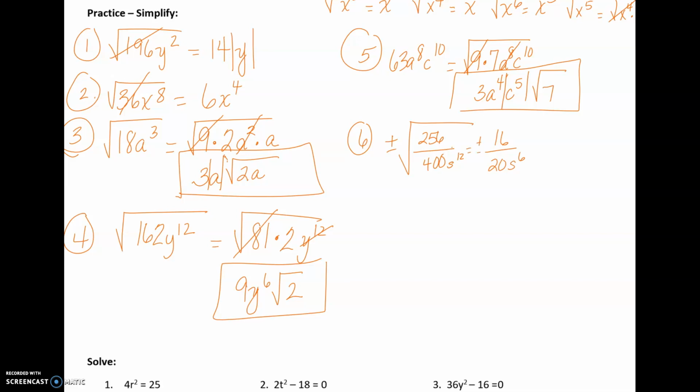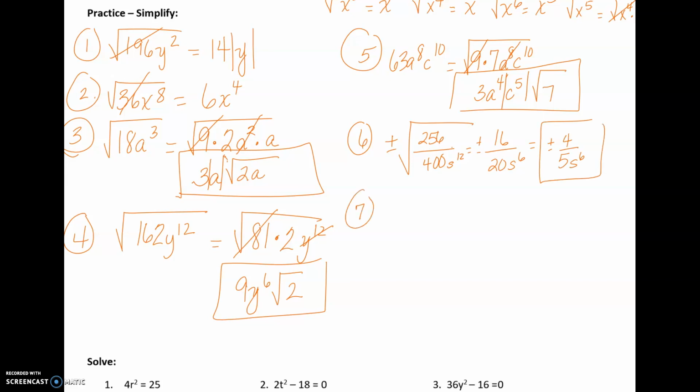Now, we could have simplified under there first by dividing out, but we are going to simplify at the end. Remember, you can divide first under the radical if you want, or you can wait to the end. 4 goes into both of those, so that becomes 4 over 5s to the 6th. And don't forget that's positive or negative.